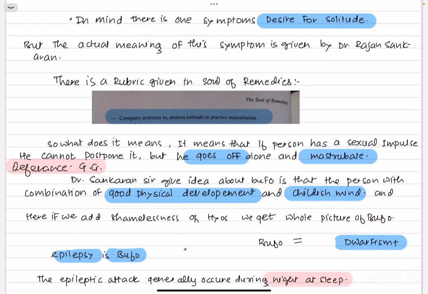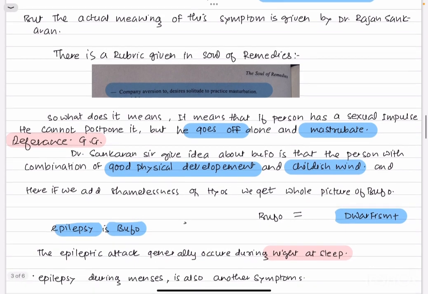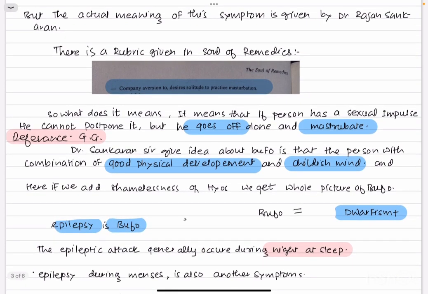Okay, so Dr. Sankaran gives the idea about Bufo: the person with a combination of good physical development and a childish mind, and if we add the shamelessness of Hyoscyamus, we get the whole picture of Bufo. Now there is another point: dwarfishness plus epilepsy is Bufo. Dwarfishness is about Baryta carb, epilepsy is of the Bufo patient, and dwarfishness plus epilepsy is Bufo.